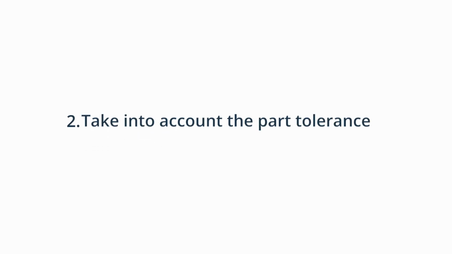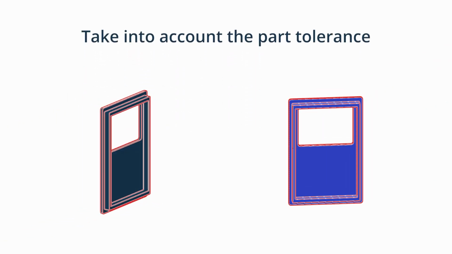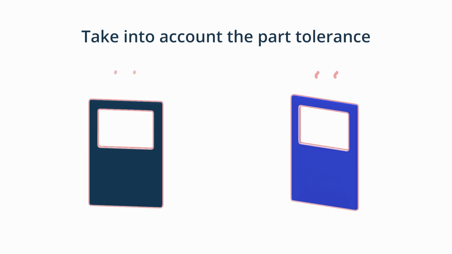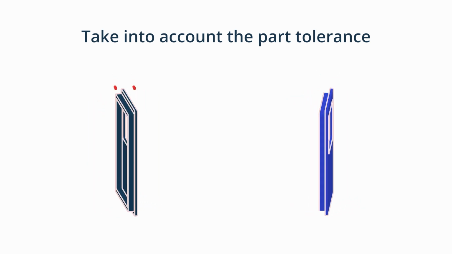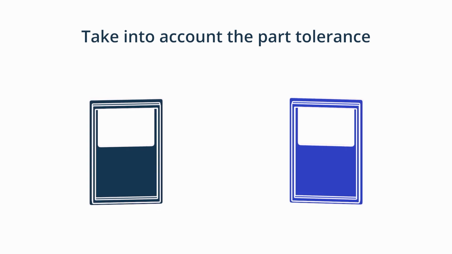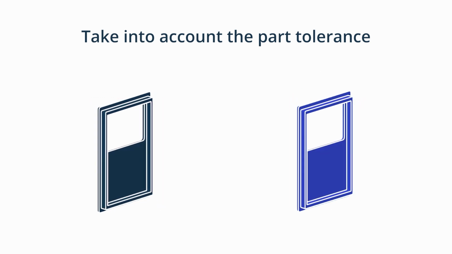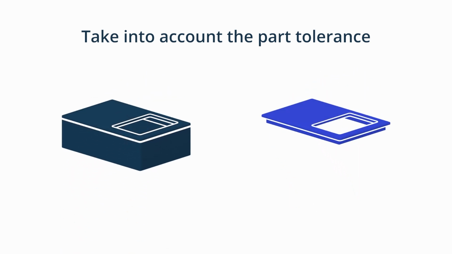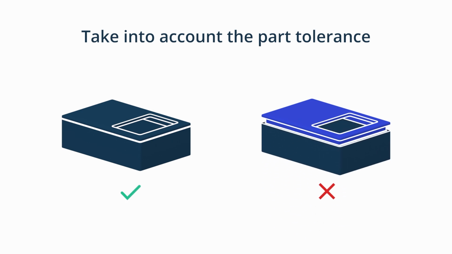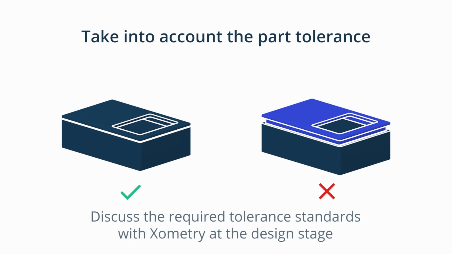2. Take into account the part tolerance. Tolerances are affected by the shrinkage that occurs during the cooling process. Amorphous materials, like PLA, generally have tighter tolerances than semi-crystalline material like PEEK. Tight tolerances make production more expensive, but they may be necessary for your part to fit or function properly, especially if it is used in an assembly. We recommend contacting your supplier at the design stage to discuss the tolerance standards that they use.